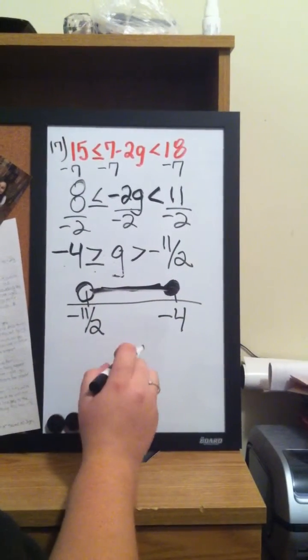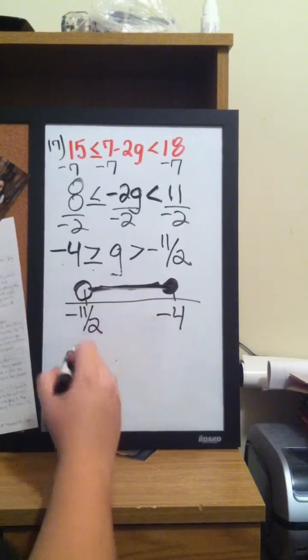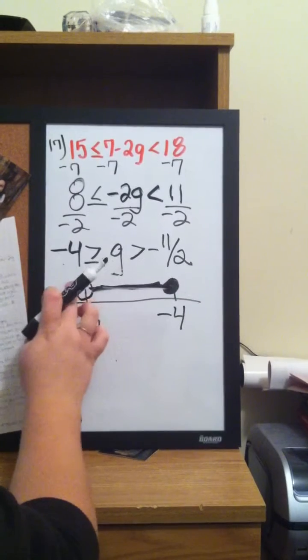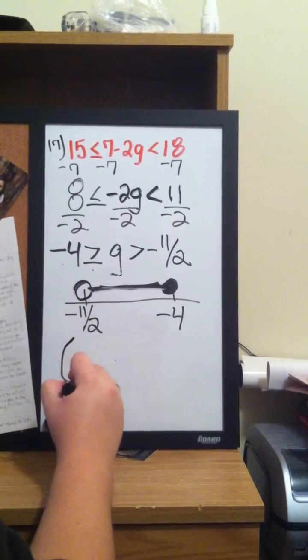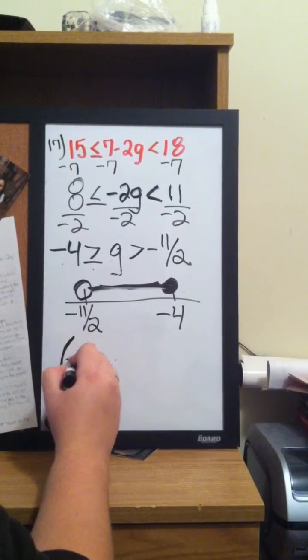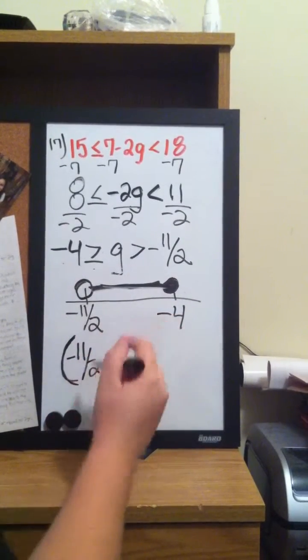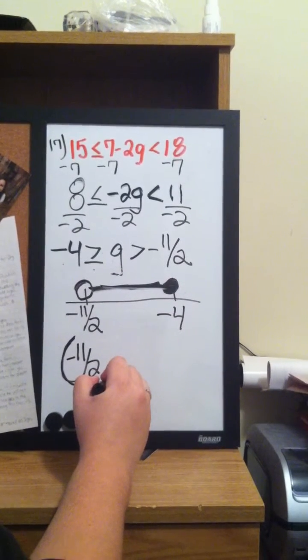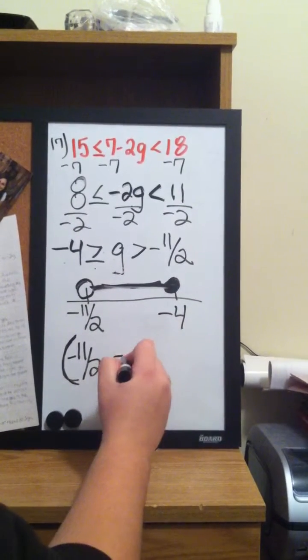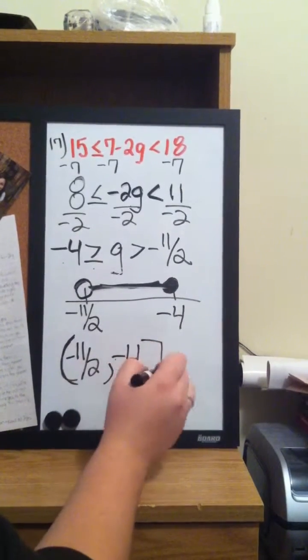For interval notation, since these are two set numbers, what you do is, since this is an open circle, you give it an open bracket, or a parenthesis. So you do negative 11 halves, because these are two set numbers. Divide it by a comma, negative 4, with a closed bracket. Not a parenthesis, a bracket.